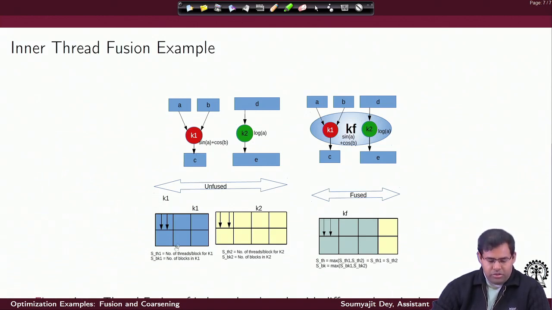So, that is what the picture is trying to convey here. K1 is operating like this. For K1 the block structure is: you have 2 threads per block, and in total you have 6 blocks. But K2 is operating on a larger size D here. For K2 you have 4 threads and 4 blocks, but the threads per block is the same. Now, how do I fuse them? Because I am going to produce the outputs, C and E.